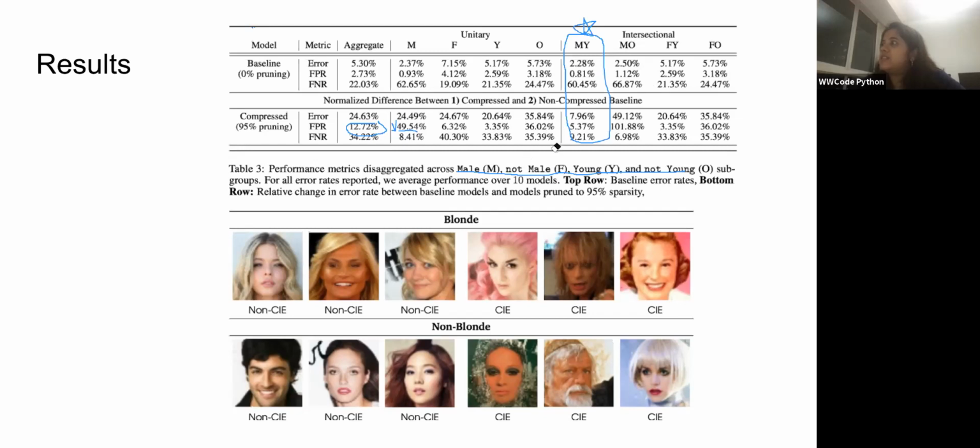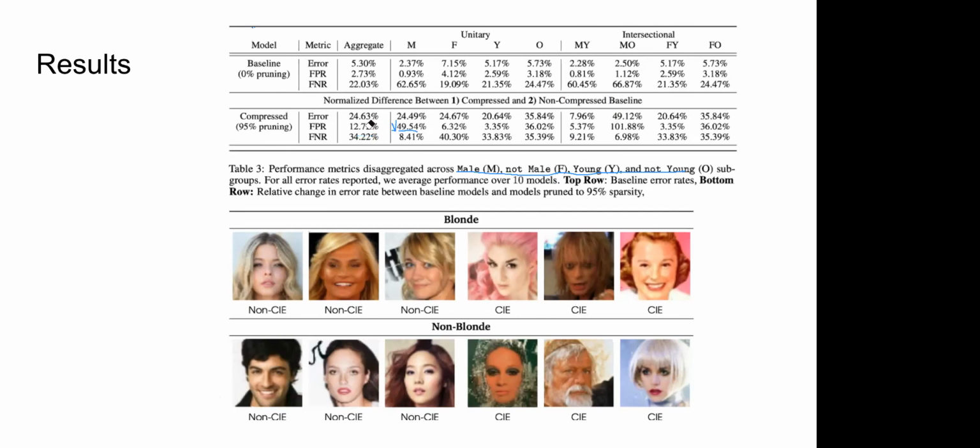Let me erase this so that you guys can also catch it. Can someone point out something that they found here? Let me see the chat. Did someone point out something? You can look at the numbers here. It's supposed to be 12.72.